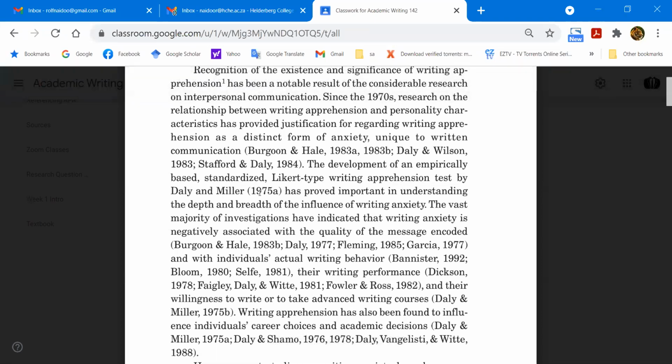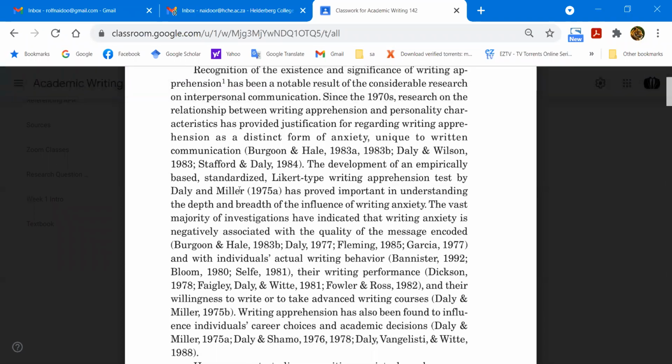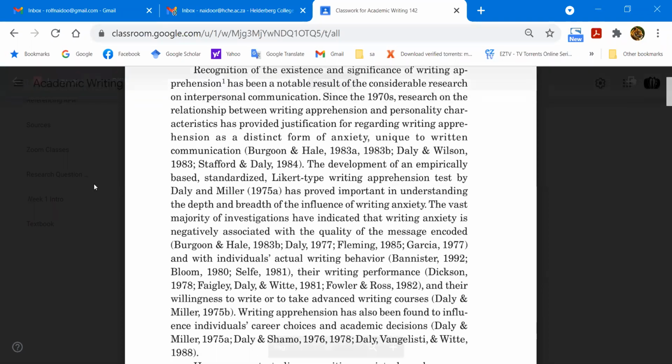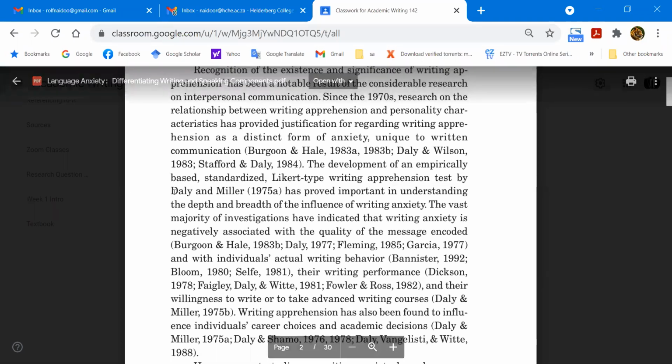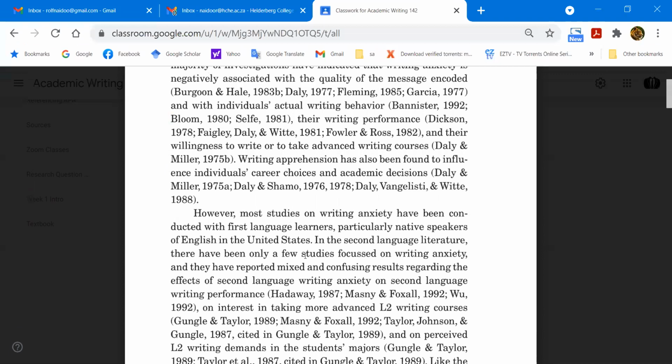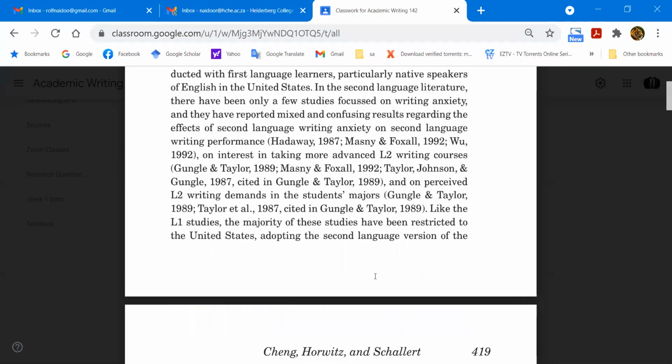So if you say drugs are bad, who said drugs are bad? Which researcher said drugs are bad? You have to give us the researcher's name in the text, like we have here. For example, they said the development of an empirically based standardized Likert type writing apprehension test by who? Daly and Miller, 1975, or they talk about other people like Hathaway, Masney, Foxhall. You are going to use whoever said whatever about your topic previously, right?